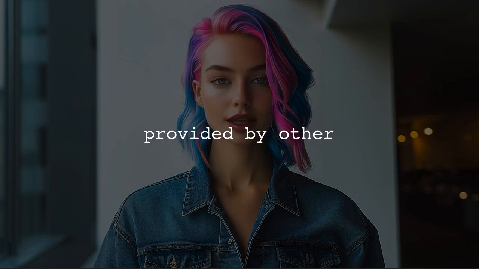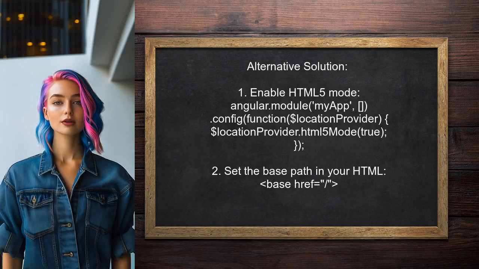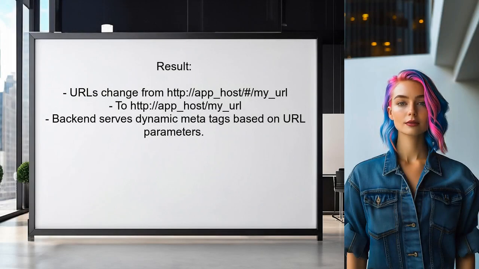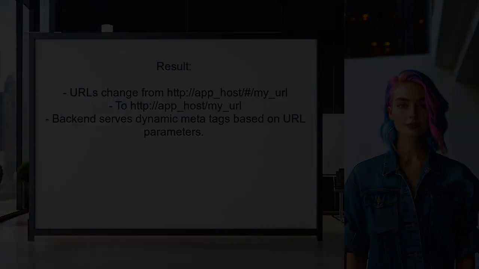Now let's look at the answers provided by other users. An alternative solution involves changes to both the front end and back end of your AngularJS application. First, eliminate the hash symbol in your URLs by enabling HTML5 mode. This allows the entire URL to be sent to the server, which is crucial for generating dynamic metadata for social media scrapers. With this configuration, your links will now direct to your backend server, where you can return the same index.html file, but with the appropriate meta tags based on the URL parameters.